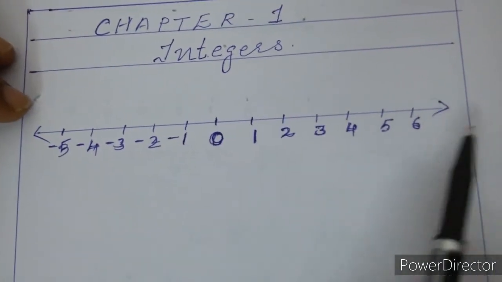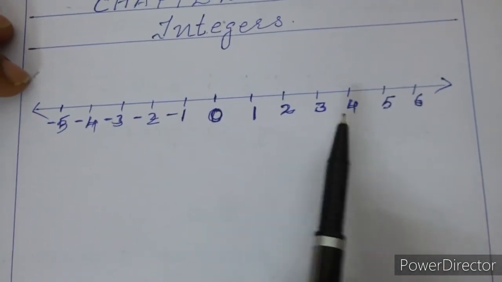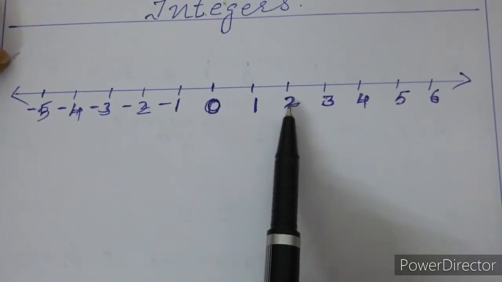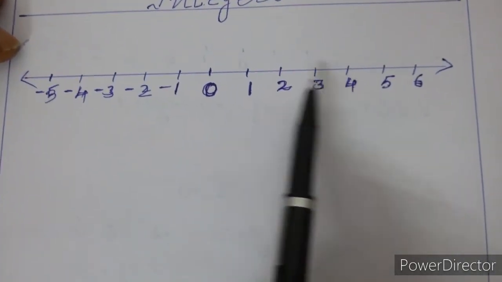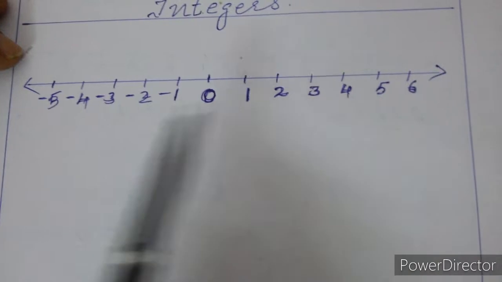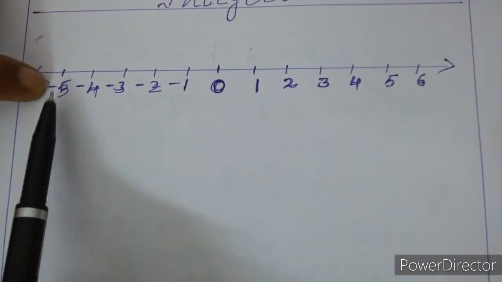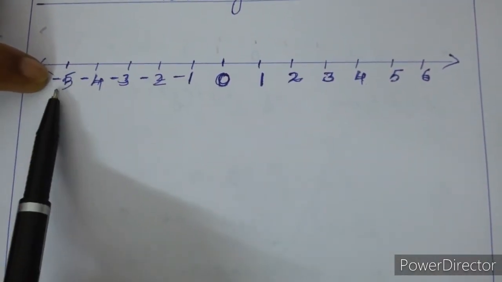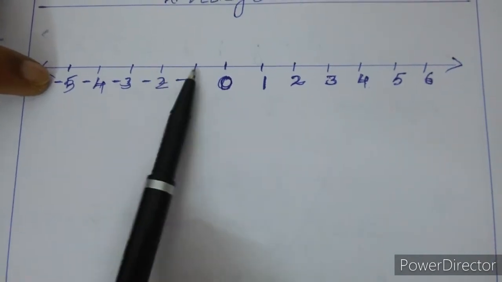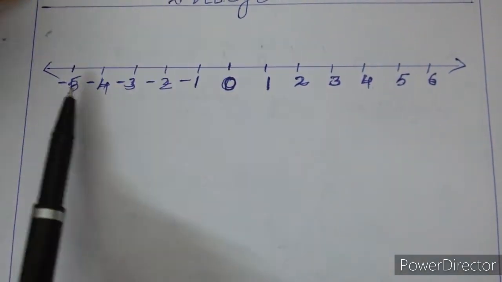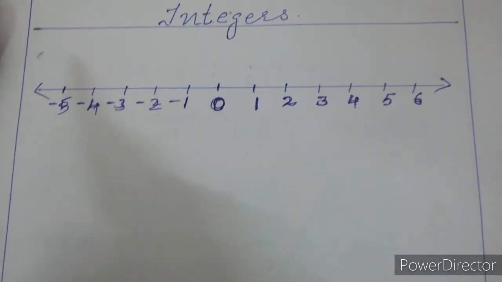While it is moving to the right hand side, it is increasing. So comparing 2 and 4, we know that 2 is smaller than 4. And here comparing -5 and -2, -5 is smaller than -2. While going to the left hand side, it is decreasing. I hope you understood.